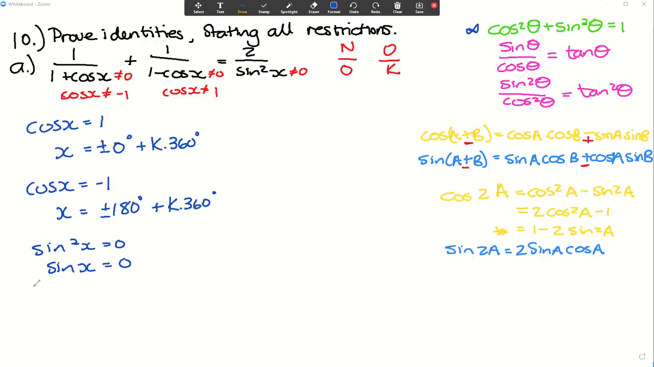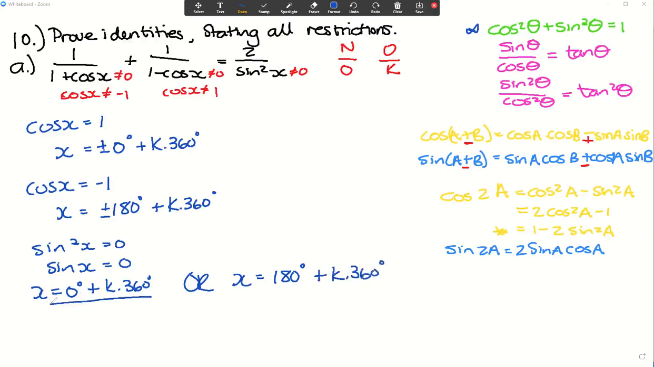So x is equal to 0 degrees plus k times 360, or remember, x is equal to 180 minus 0, which just leaves you with 180 degrees plus k times 360. So x is not allowed to equal those, and basically both of them prove those solutions.